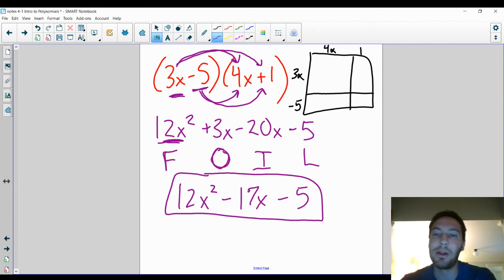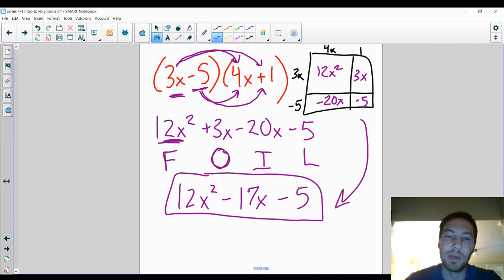What does my array model look like here? Well, I made one side of the rectangle 3x minus 5. I made one side 4x plus 1. And look, each of our little boxes is going to be one of those terms. That's 12x squared. That's 3x. That's 4x times negative 5, so that's negative 20x. And that's negative 5 times 1, which is negative 5. Put them all together, and you get the same answer we got there. Kind of fun, right? So that's foiling.